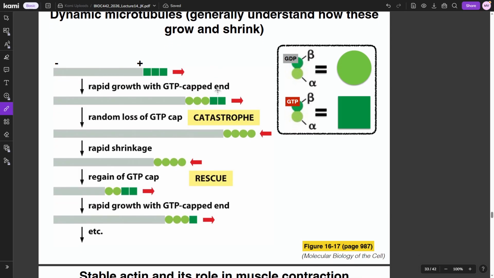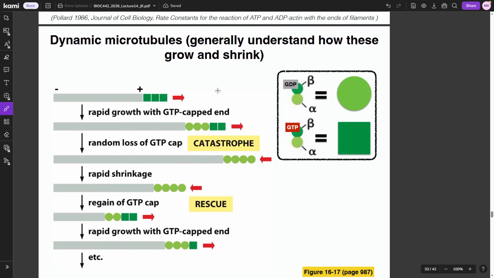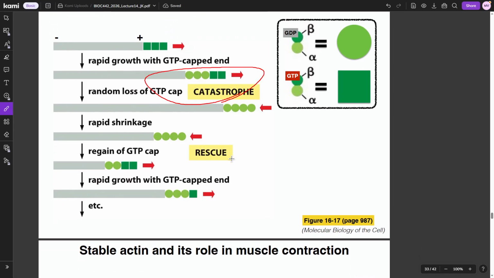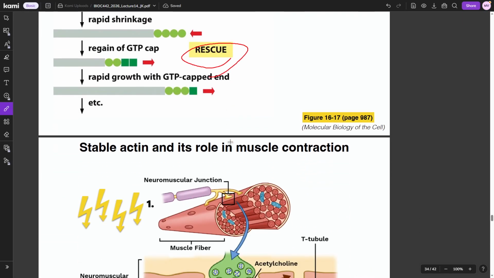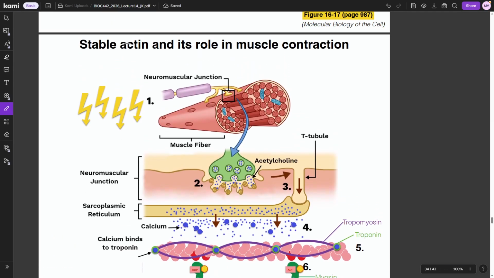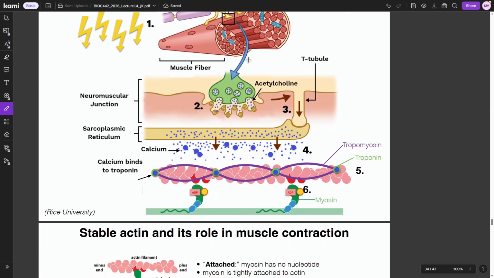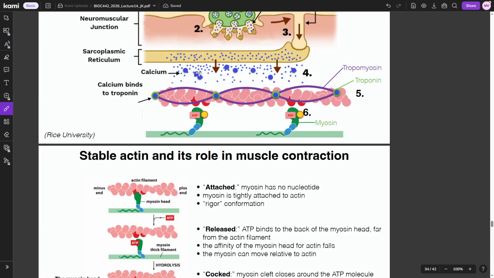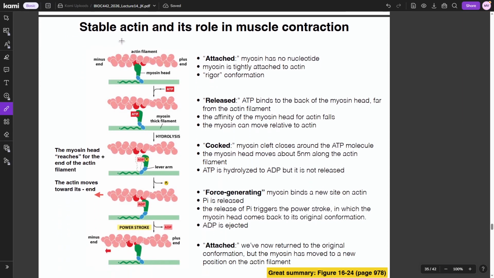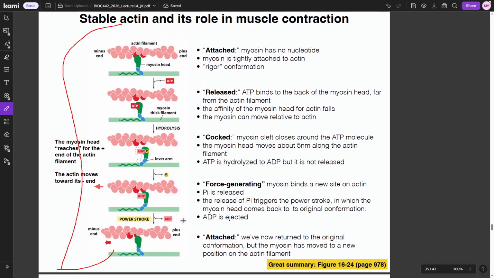For this, remember these terms: catastrophe, rescue, GDP cap, and that. How actin has its role in muscles. Remember that actin is important in cross-bridging, so this is the whole cycle here. Something that you can maybe put on your note card if you want. Super helpful, I think.